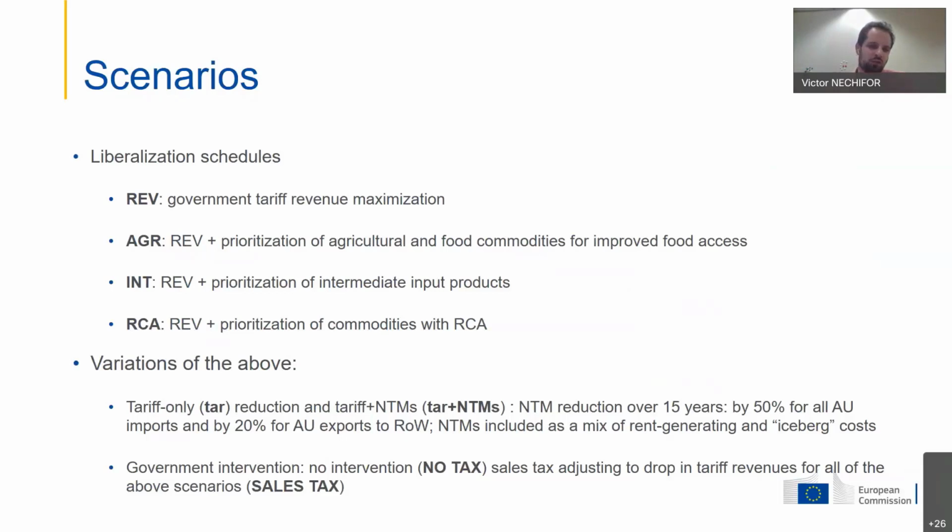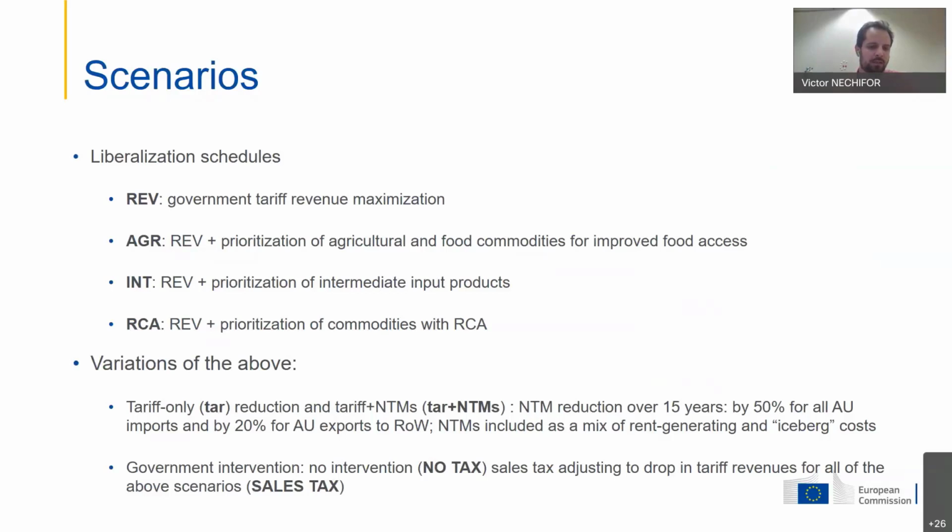So these central alternative liberalization schedules come with a few variations. We consider both tariff-only reduction and tariff plus NTM reduction. And this is conducted exactly the same way as in the continental level study, where we reduced the NTMs over 15 years. NTMs are included as a mix of both rent generating and iceberg costs, as Antti described before.